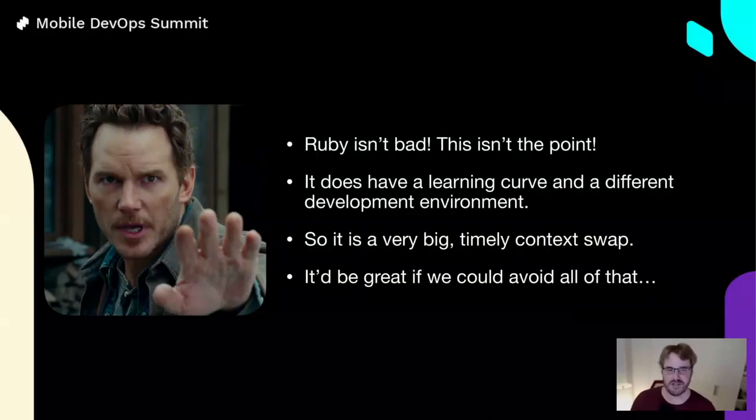Like, it's a scripting language. The IDE is different. You can do it in Xcode, but there's no code completion or static type checking. So going from Swift and Objective-C to Ruby, at least in my case, is a really big context swap, and it takes a long time for me to do anything I want to do in Ruby. So if we could avoid that, that would be nice.